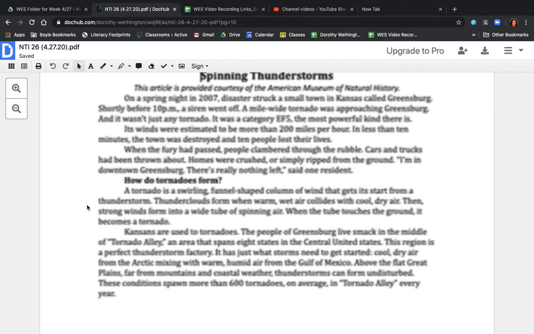How do tornadoes form? A tornado is a swirling, funnel-shaped column of wind that gets its start from a thunderstorm. Thunderclouds form when warm, wet air collides with cool, dry air. Then strong winds form into a wide tube of spinning air. When the tube touches the ground, it becomes a tornado.